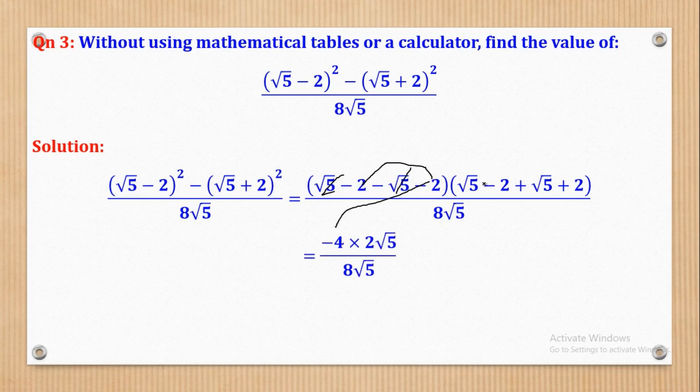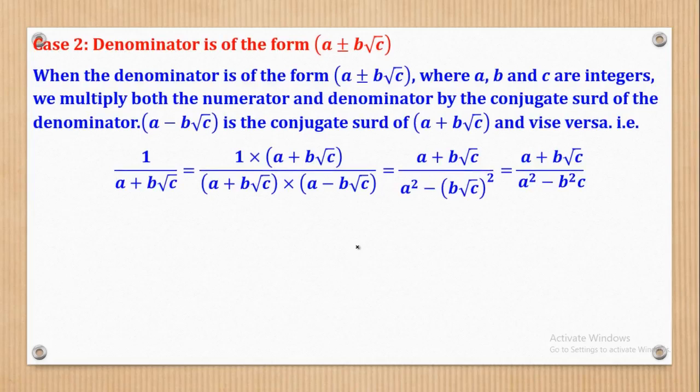Then also here, this one cancels. You remain with root 2 plus root 2, which gives you root 5 plus root 5, which gives you 2 root 5. Now this root 5 can cancel with this, and this one, negative 8 over 8, gives you negative 1 as the answer. So that was case 1.